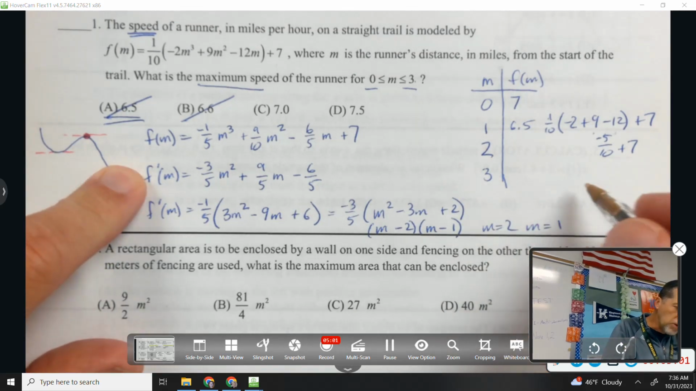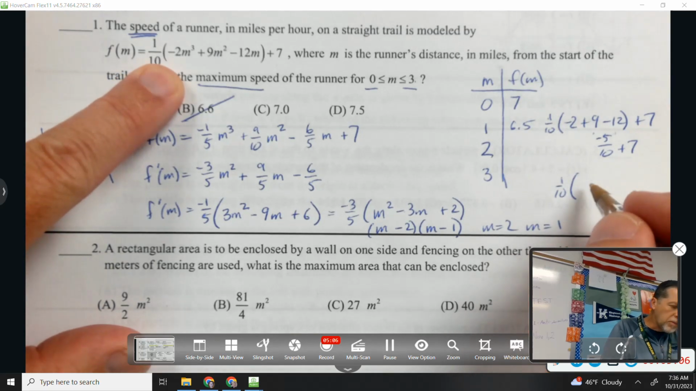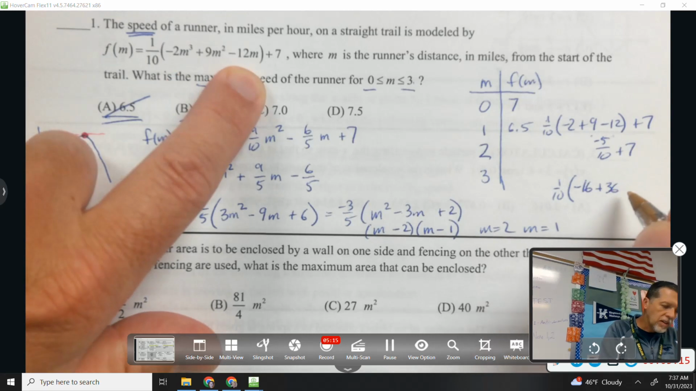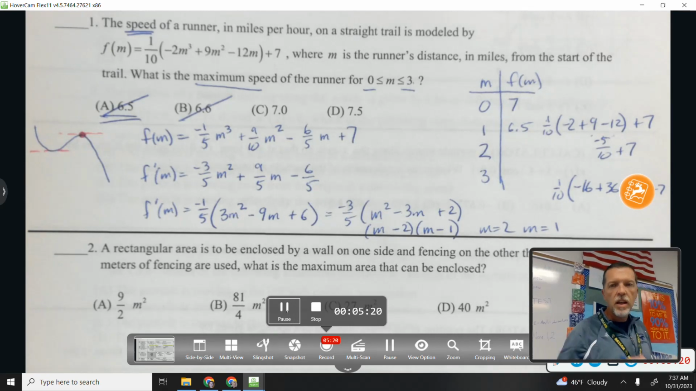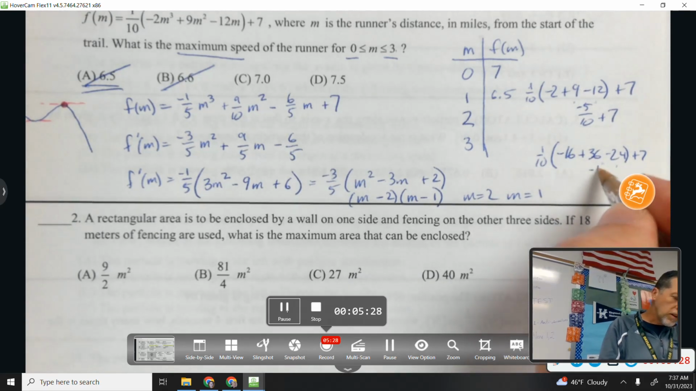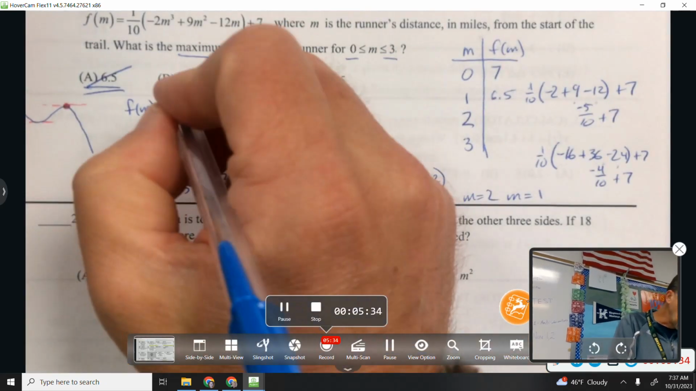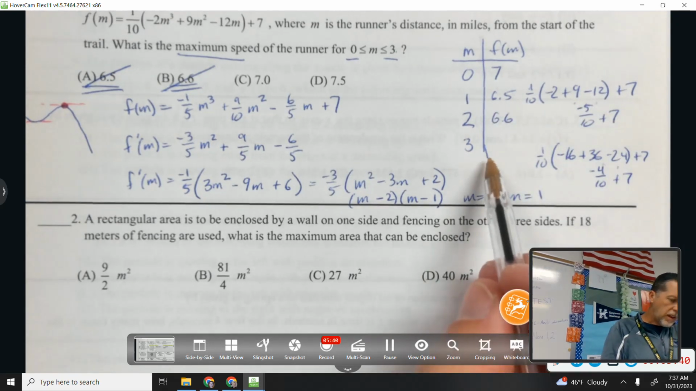If I plug in 2, I'm running out of room here. 1/10. Negative 2 times 2 cubed is 8, so that's negative 16. Plus 9 times 4 is 36. Minus 24. Plus 7. Where were we? Plugging in 2, so that would be 20. Minus 4 is negative 4. Negative 4/10 plus 7. That's where we get the 6.6 from. So that was 2.